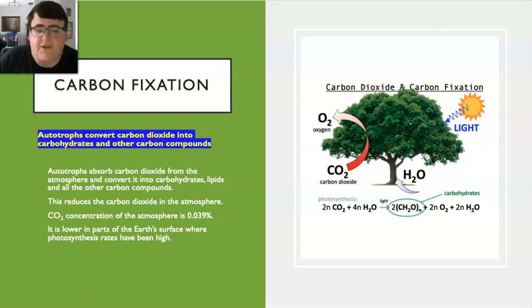Generally, carbon dioxide concentration in our atmosphere is about 0.039%, but in parts of the Earth's surface where there is more vegetation, more plants, and more photosynthesis occurring, we have seen lower concentrations of carbon dioxide. So it's one of the reasons we want to actively plant trees, etc., to remove carbon dioxide from the atmosphere and help with global warming.